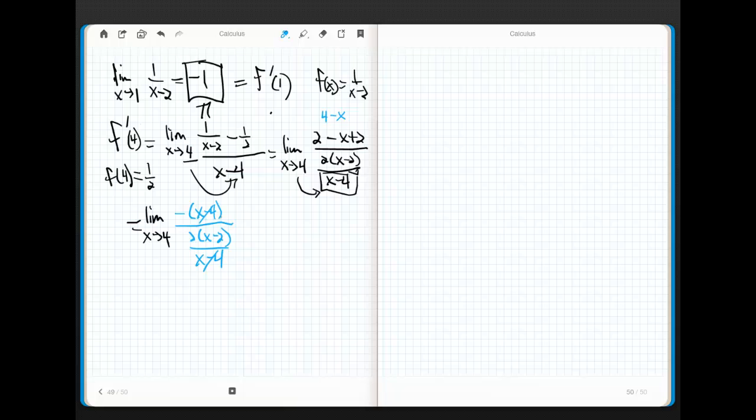Now these guys are the same, so I get to cancel them out. And this ends up being the limit as x approaches 4 of negative 1 over 2 times x minus 2. Now watch what happens when I stick 4 in for x. Now I can plug it in because these canceled, so I don't end up with a 0 in the denominator. I end up with negative 1/4. And that guy right there is equal to f prime of 4. That's cool, huh? That's pretty fun.